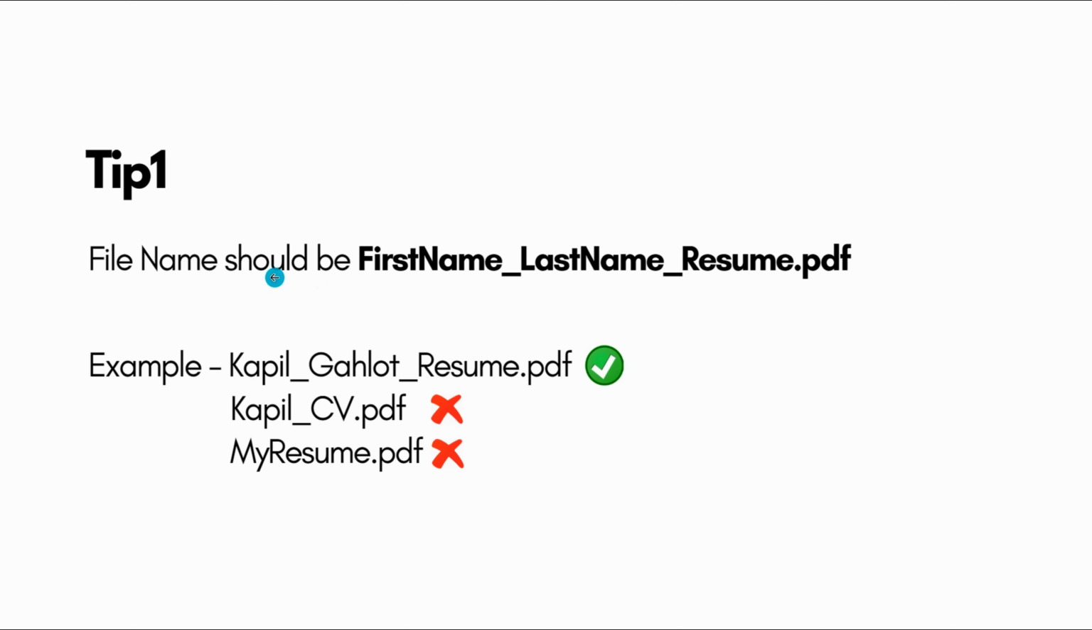So the first mistake is your file name. Your resume file name should be in a particular format: your first name, underscore, last name, underscore, resume. For example, my name is Kapil Gehlot, so my file name should be Kapil_Gehlot_resume.pdf. These are the recommended and not recommended formats for your file name. Whenever you are sending your file to an interviewer or uploading it on a job portal, make sure your file name is in this format.